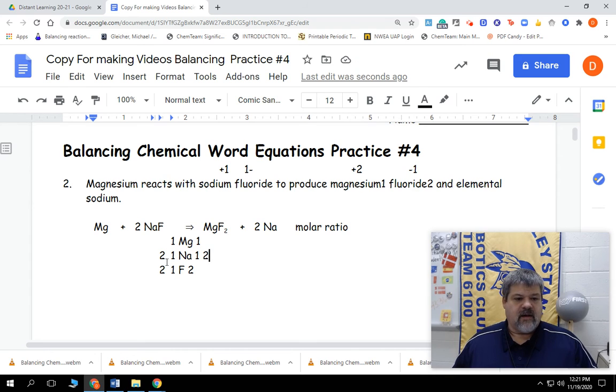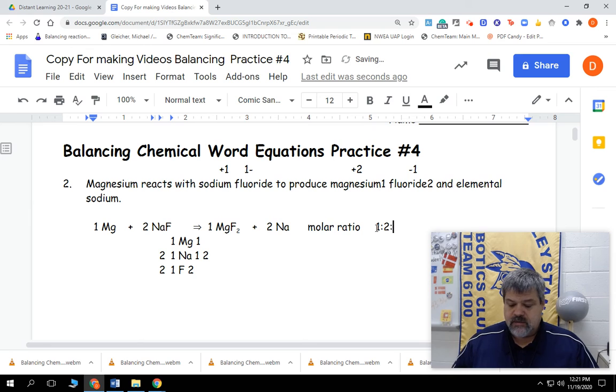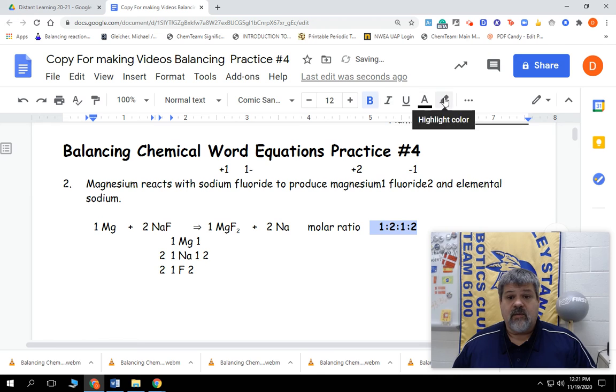So there is our molar ratio. It is 1 to 2 to 1 to 2. As always, I like to highlight that a little bit, look at it and say, can I reduce it? In this case, we cannot reduce it, so we're going to go ahead and make it bold, and then we're going to highlight it with a color, and we highlight it with our green. So there's our molar ratio for this problem.